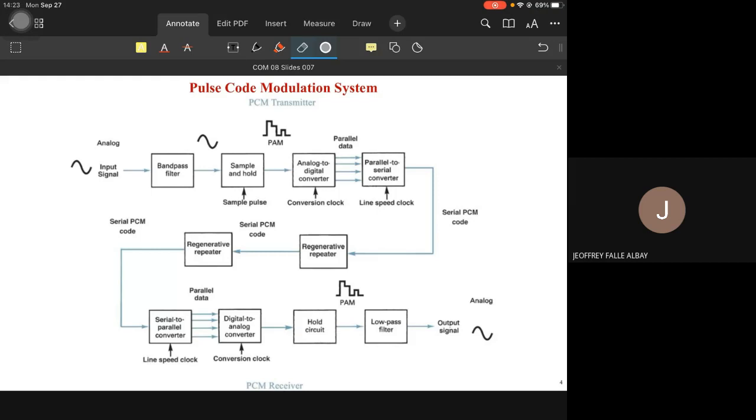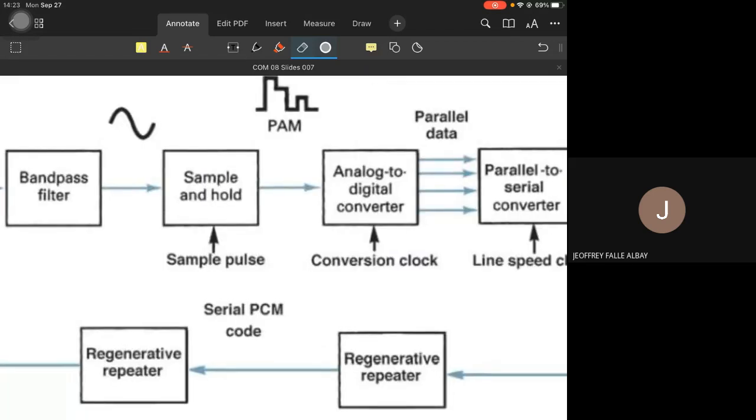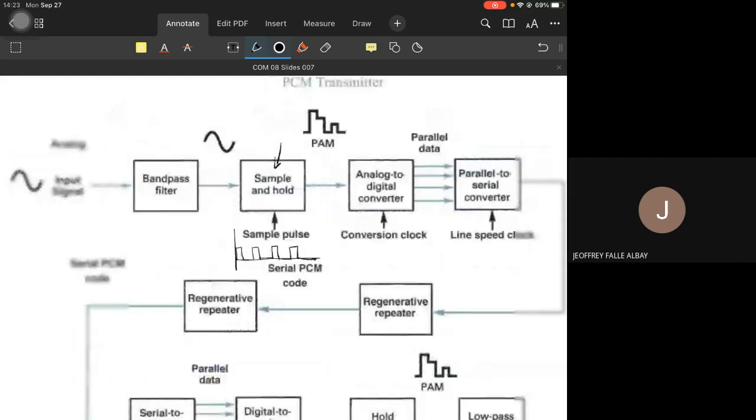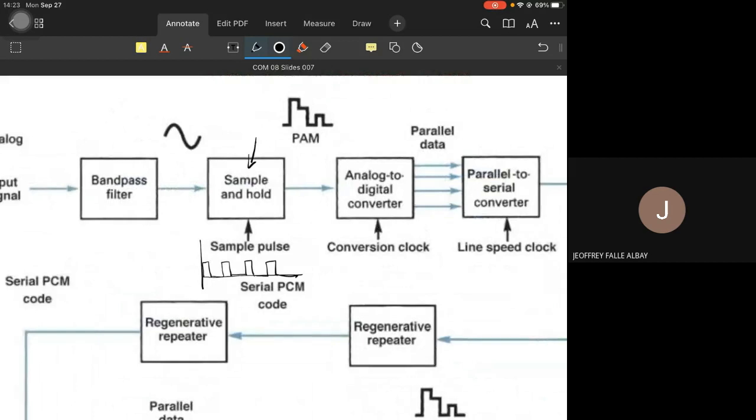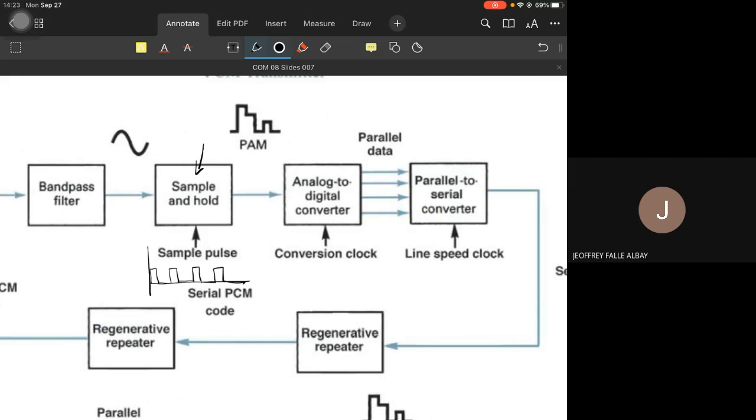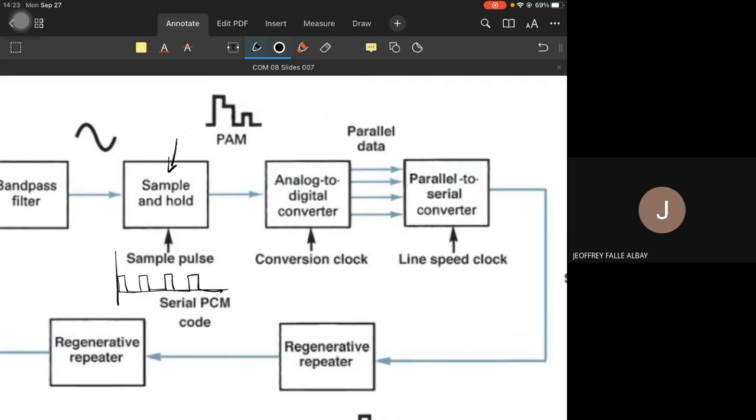Next is a sample and hold circuit. This circuit is the one capable of taking samples. It receives sample pulses, signal B from the previous slide, and at these instances it takes samples. So the output of the sample and hold circuit is a PAM signal, before it goes to the analog to digital converter.